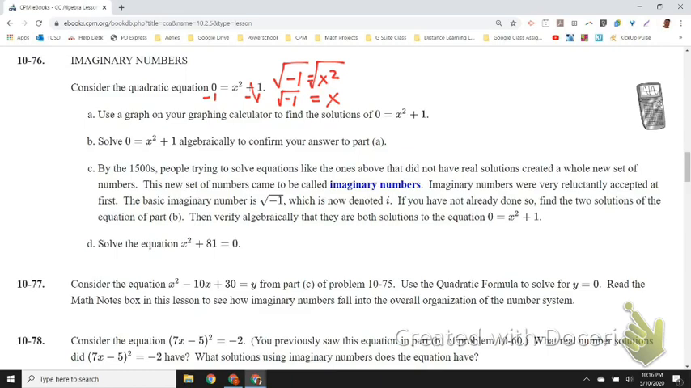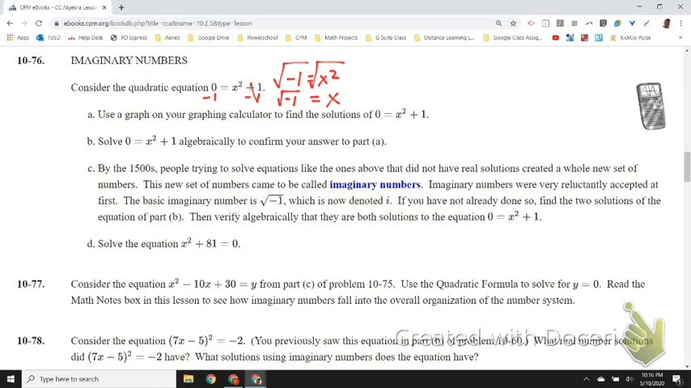If you have not already done so, find the 2 solutions of the equations of part B. Then verify that they are both solutions to this equation. Then when you do that, try to solve problem D. Okay? So try to make sense out of problem C, and then attempt, we'll do problem D together after that. Pause the video, come back when you're done.